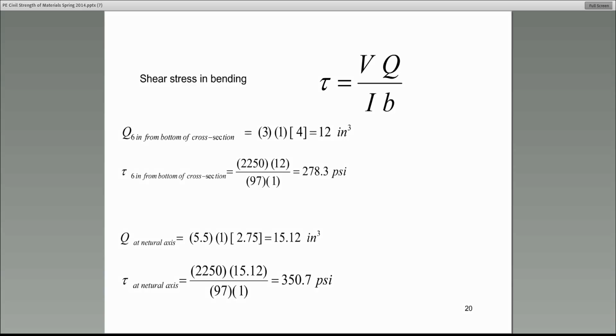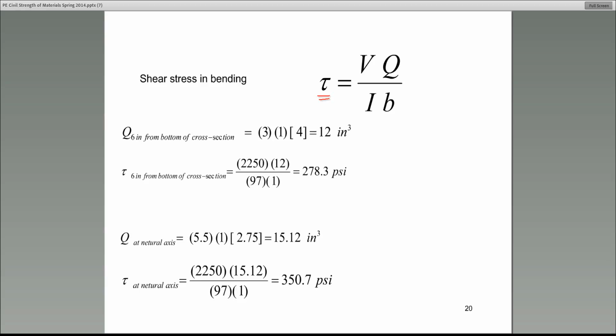All right? So please pay attention and try to see if you can learn this. Remember what we're doing. We're calculating the shear stress in bending. All right? Now, the equation, as I said, is VQ over IB. By the way, shear stress, we always use the Greek letter tau, T-A-U, tau, and that's what the symbol looks like. So tau is equal to VQ over IB.